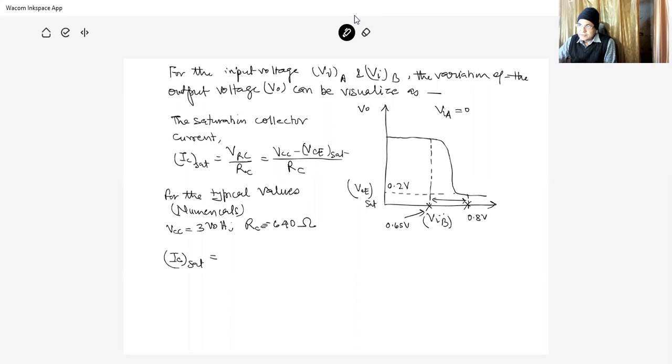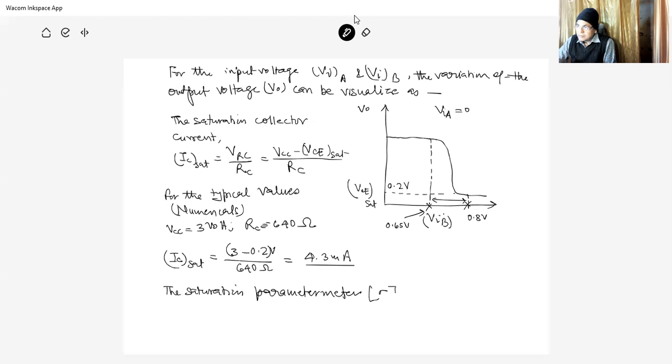Then we can find IC saturate, which is equal to (3 minus 0.2) volt divided by 640 ohm. So this value is 4.3 milliampere. The saturation parameter is one of the important parameters.